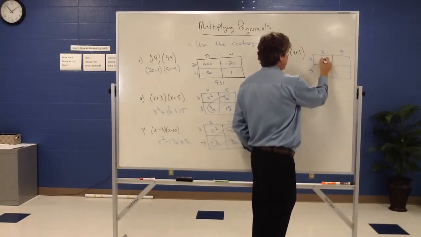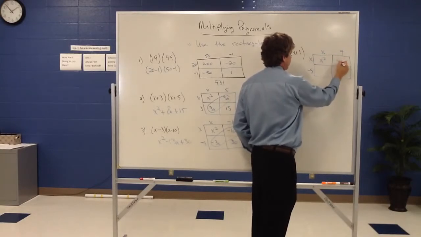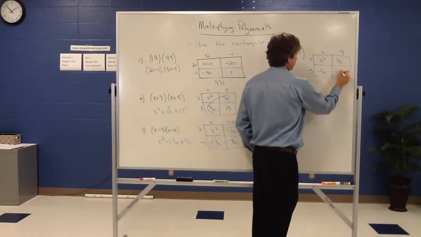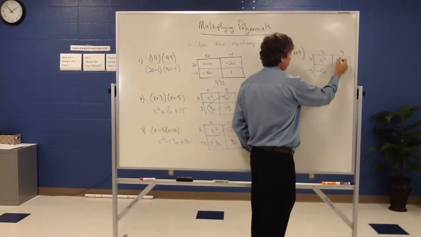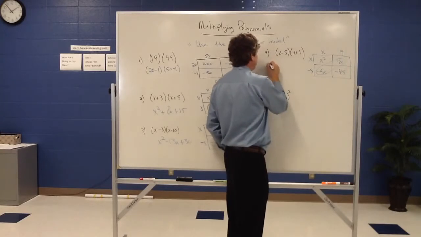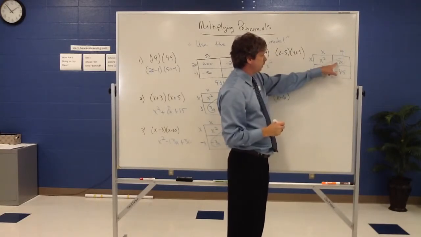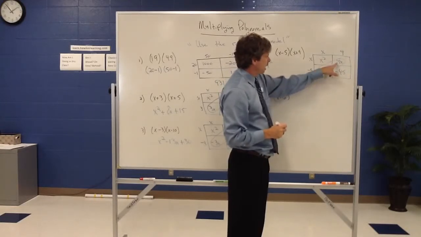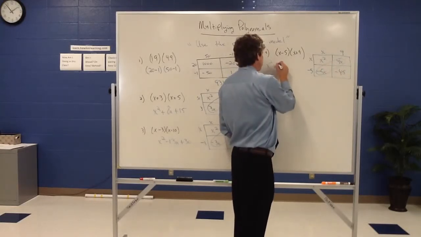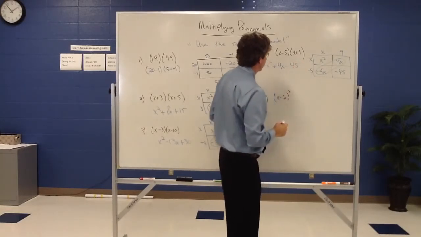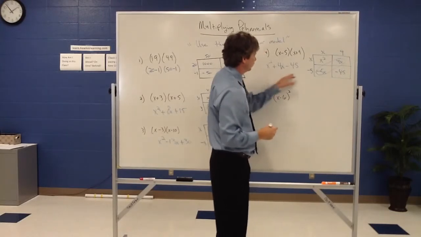X times x is x squared. 9 times x is just 9 times x. Negative 5 times x is just negative 5 times x. And negative 5 times 9 is a negative 45. And again, notice that these guys can go together. So now I have x squared, and if you have 9 positive x's and 5 negative x's, these guys are going to knock out 5 of them, so you should have a positive 4x there. And then a minus 45 on the end. And again, that's as far as that goes. These would not be like terms.